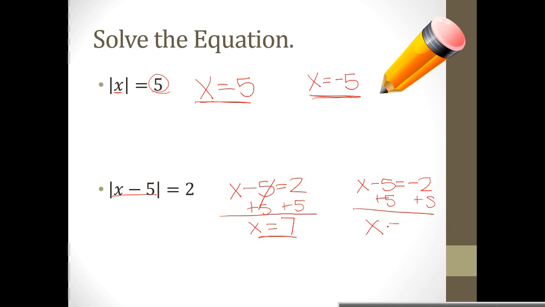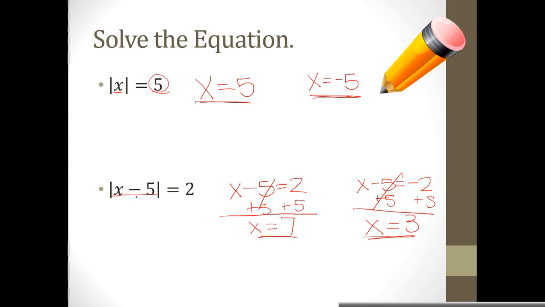And I get x equals negative 2 plus 5. I know that's 3. So that's my other answer. So if I would actually plug these in, I would have 7 minus 5, which is 2. Absolute value of 2, 2. So that one's good. 3. If I plug in 3, I would get 3 minus 5, which is negative 2.